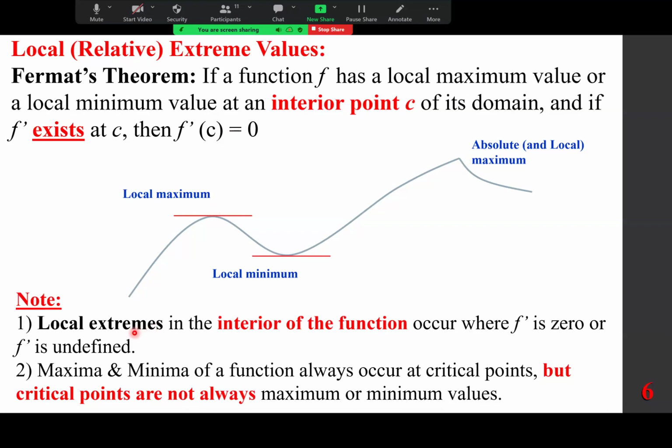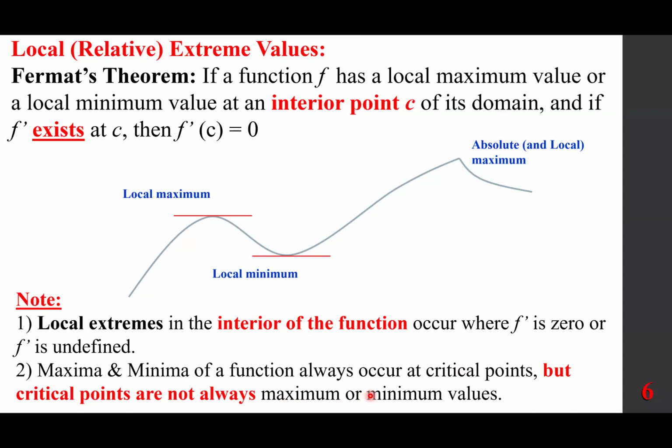Note, local extremes in the interior of the function occur where f prime is 0 or f prime is undefined. So if we have local extrema, either f prime is 0 or doesn't exist. Maxima and minima of a function always occur at critical points. So if we have a maximum or minimum, those points must also be critical points. But critical points are not always maximum or minimum values. Not the other way around. The converse may not be true. We have to further investigate.